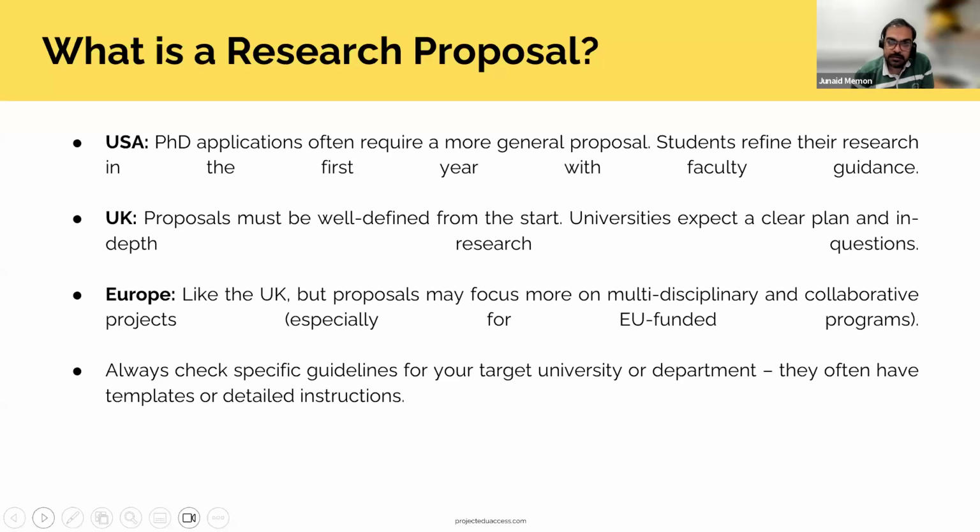So as I mentioned, it depends a lot on which country you're applying to. For example, if you're applying for a PhD in the USA, the applications are more general proposals, whereas in the UK, you want to be a little bit more specific and very well defined at the start. Similarly, in Europe, sometimes the interest would be in multidisciplinary proposals. So always check the university guidelines to read what is expected from a research proposal.